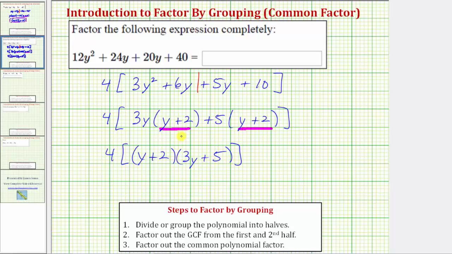So now we do have the polynomial completely factored, but because we have the product of 3 factors here, we can now drop the brackets and write this as 4 times the quantity y plus 2 times the quantity 3y plus 5. These last 2 expressions are equivalent, but in this form the brackets are not needed.